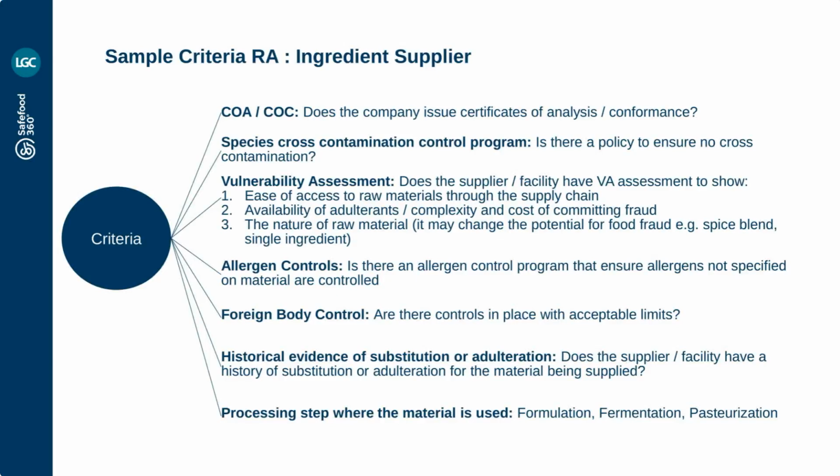What about the availability of adulterants? Are there materials? Are there chemicals? Are there maybe some maintenance lubricants, what have you? Are they readily available? And then you want to look at also the nature of the materials. It may change the potential for food fraud. So, your spice blends, single ingredients, what have you. The allergen controls: do they have the allergen control program in place?